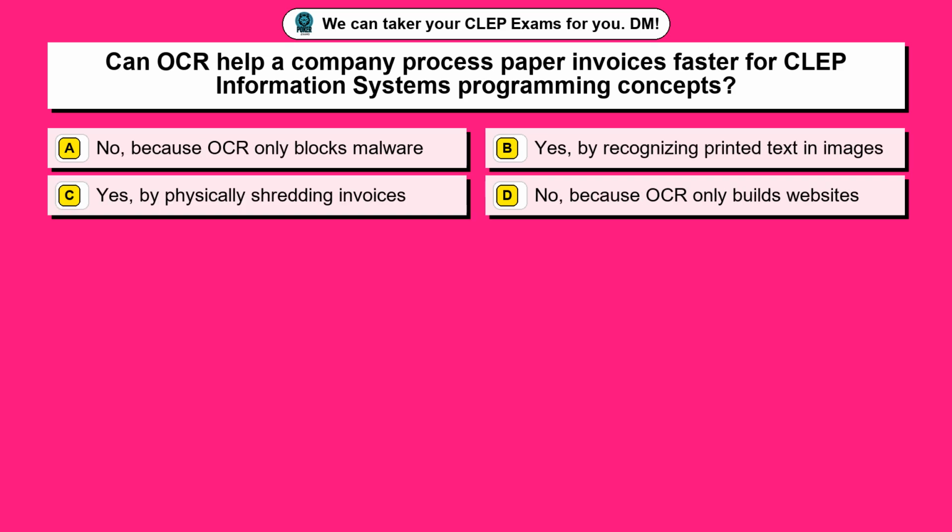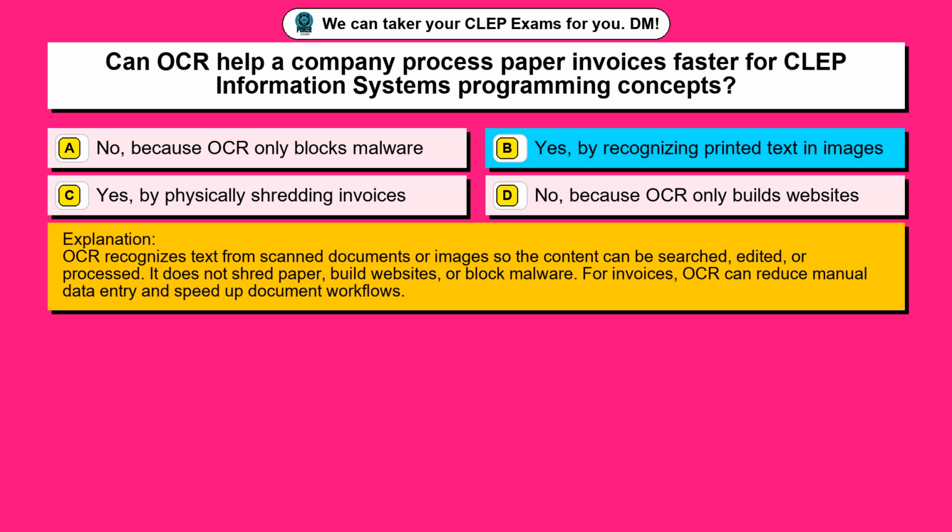Question 6. Can OCR help a company process paper invoices faster for CLEP Information Systems programming concepts? Option A. No, because OCR only blocks malware. Option B. Yes, by recognizing printed text and images. Option C. Yes, by physically shredding invoices. Option D. No, because OCR only builds websites. The correct answer is option B. Yes, by recognizing printed text and images.